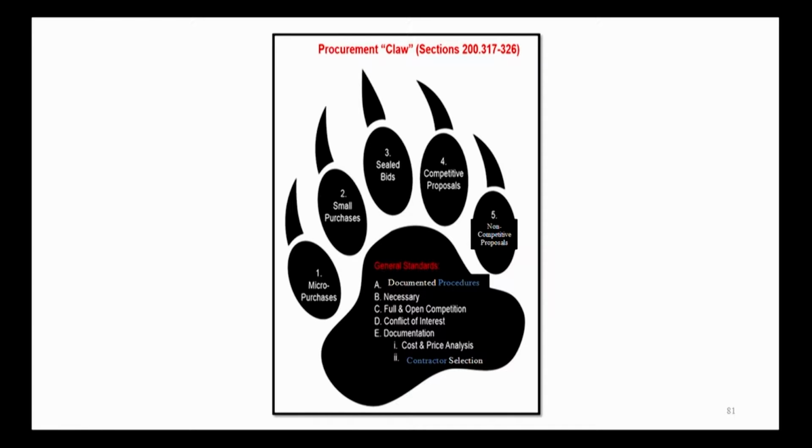And in terms of documentation, we want to document all the decisions we're making, including the cost and price analysis, the cost estimate, whichever method we're using, and the basis for selecting the contractor. I also noted contractor in blue here because the previous term that was used was vendor. We no longer use the term vendor. For procurement, we're always dealing with the contractor. And we'll be getting more into this definition of the contractor in the next segment.